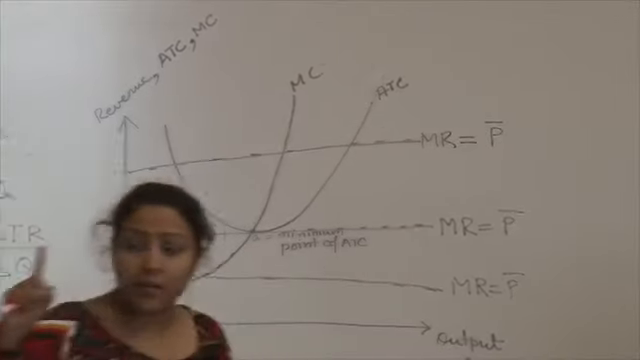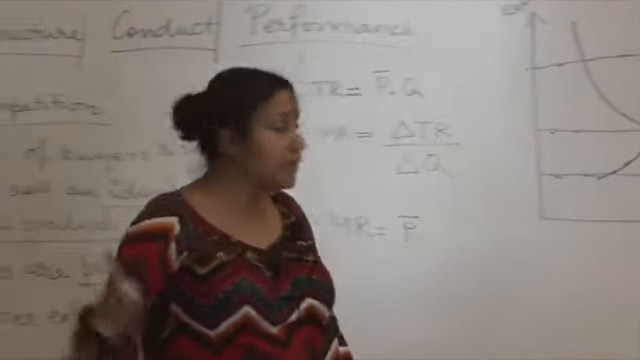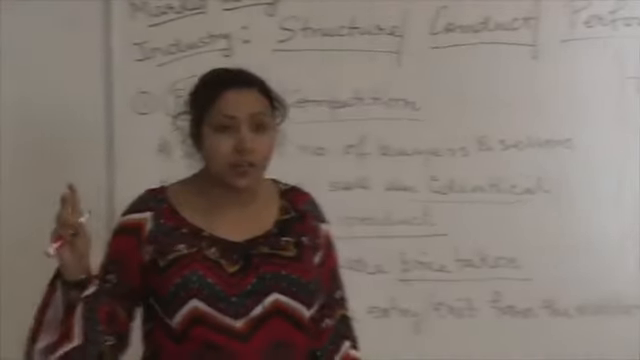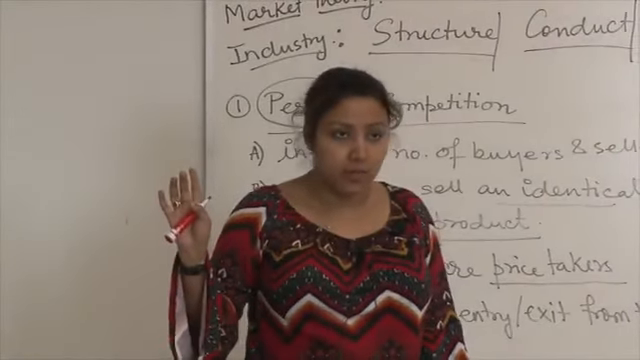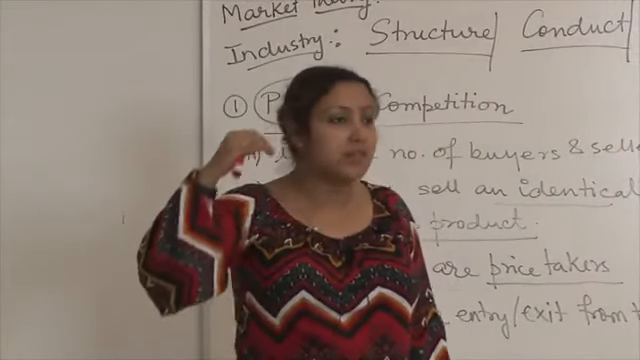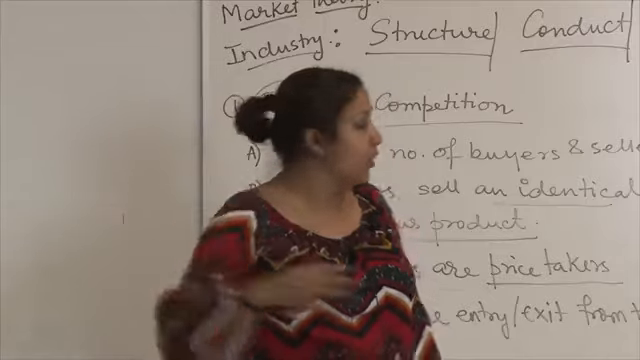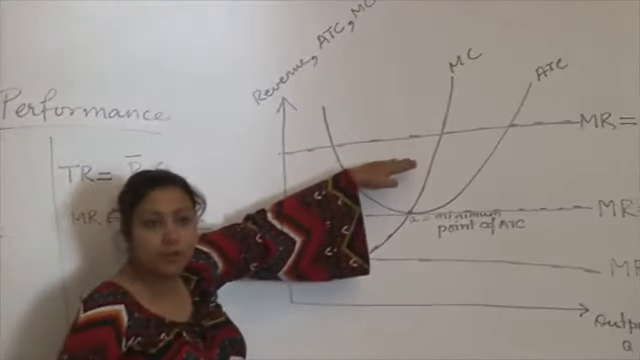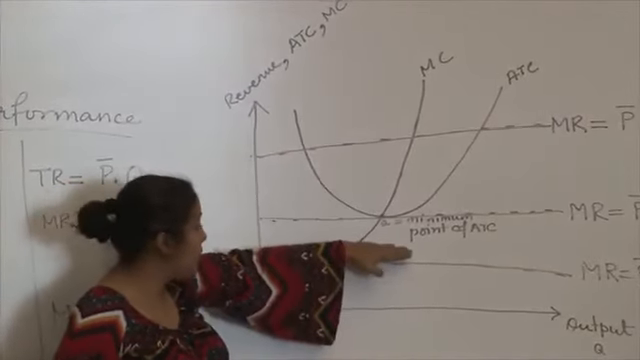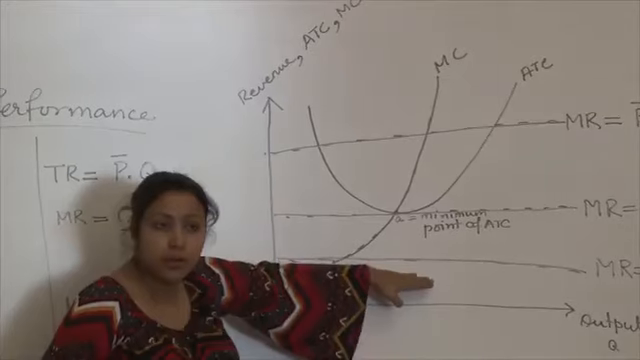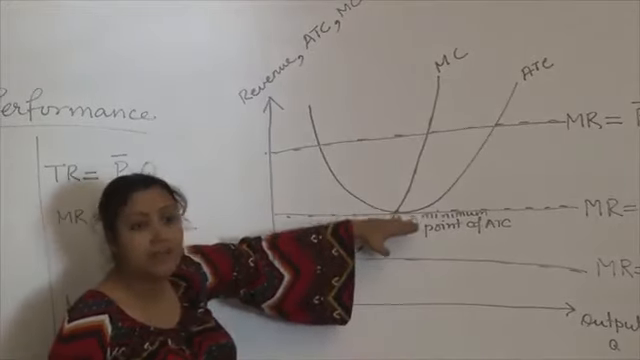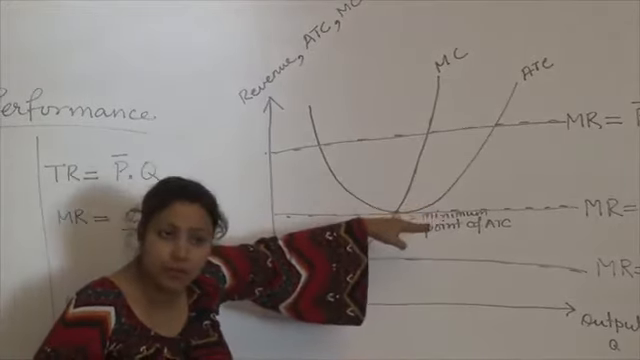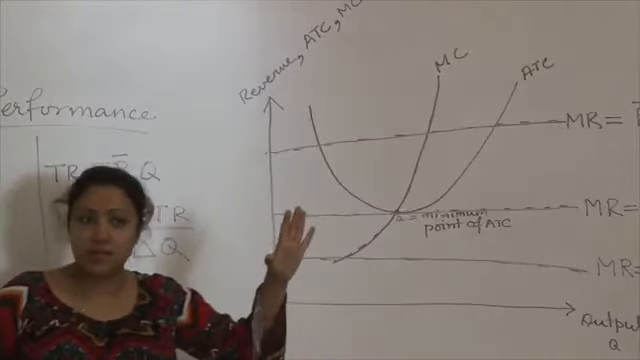Now, reminding you, and please keep a note to yourself, that all these three cases are not possible at the same time. Depending on where the price level is in the market, you can have one of those conditions, right? You can have a price level which is higher than the minimum point of ATC, a price level which is lower than the minimum point of ATC, or a price level exactly at the minimum point of ATC, right? All three are not possible at the same time.